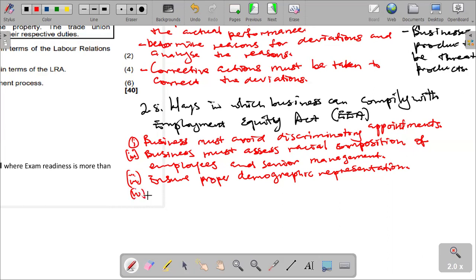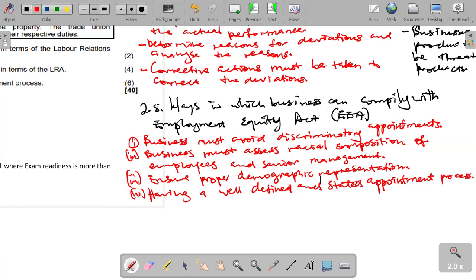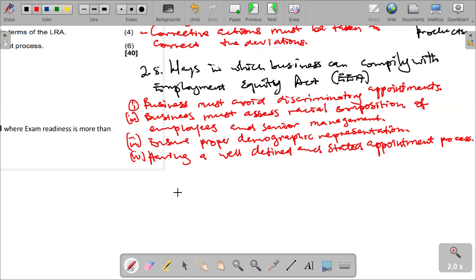We can also talk about the business must also clearly define the appointment process, having a well-defined and stated appointment process, which can be put as a policy in that regard.